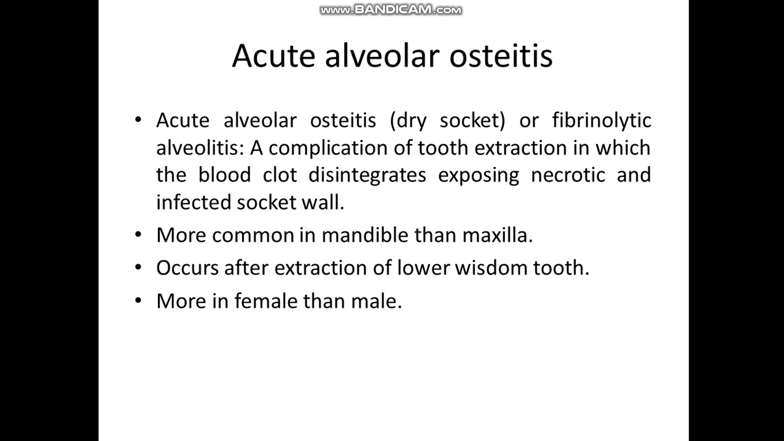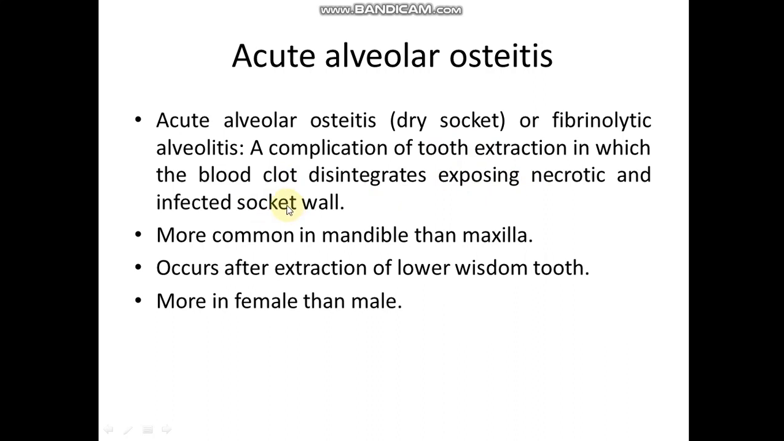Let us start with acute irregular osteitis. Acute irregular osteitis, or dry socket, which is most commonly used in the literature, or localized osteitis, or fibrinolytic irregularitis. Actually, fibrinolytic irregularitis is the most correct term used to describe this clinical condition. The dry socket is the most common complication of tooth extraction, in which the blood clot is either partially or completely lost, or we can say the blood clot disintegrates or dissolves, leading to exposure of the necrotic and infected socket wall.